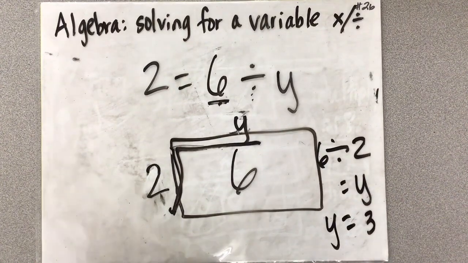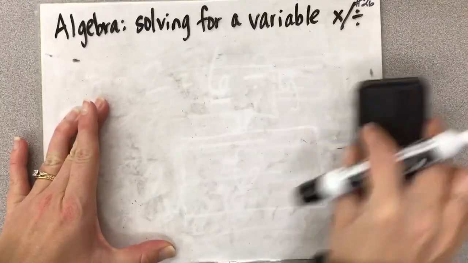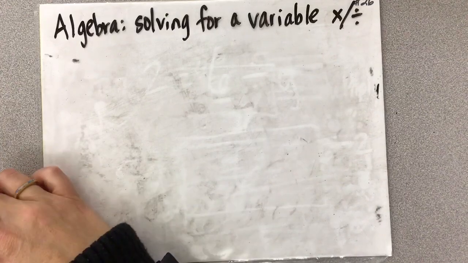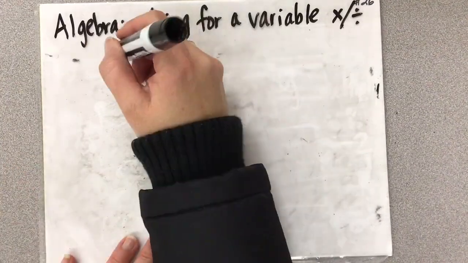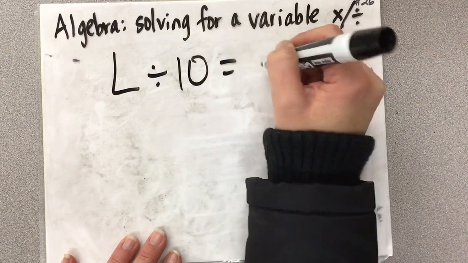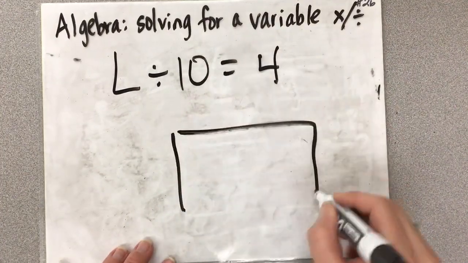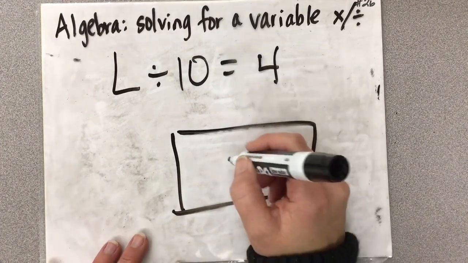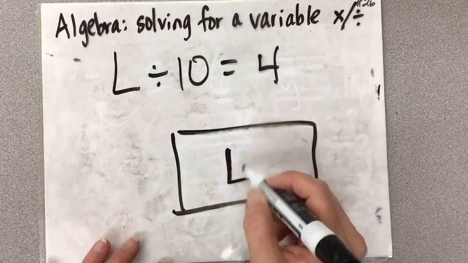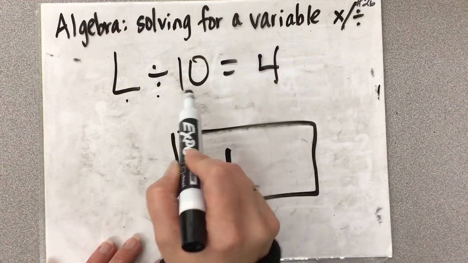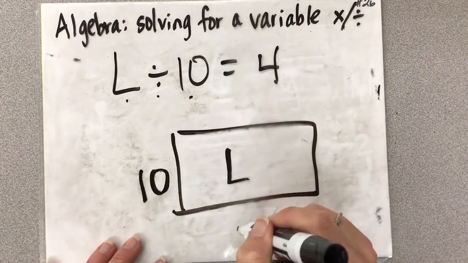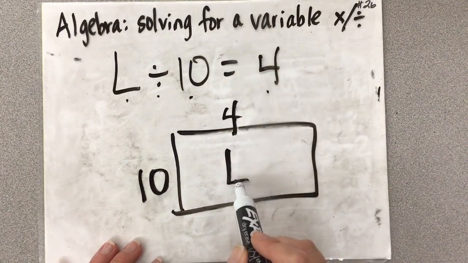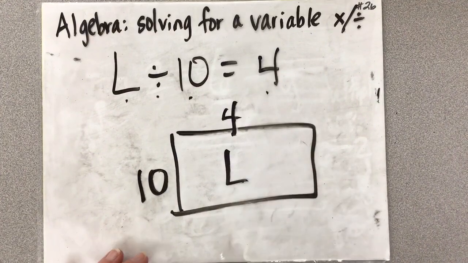All right, I'm going to show you another one, using the area model like I did in the last problem. This one is L divided by 10 equals 4. I'm going to draw another area model. My rectangle does not have to look good, it's just a basic rectangle. I'm going to put L on the inside because I'm dividing L by 10. So that means I'm going to put 10 on the outside, and that means 4 must go on the other side. Whatever is being divided in a division equation has to go on the inside of the box.